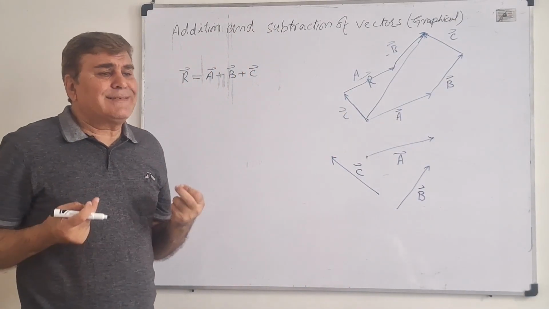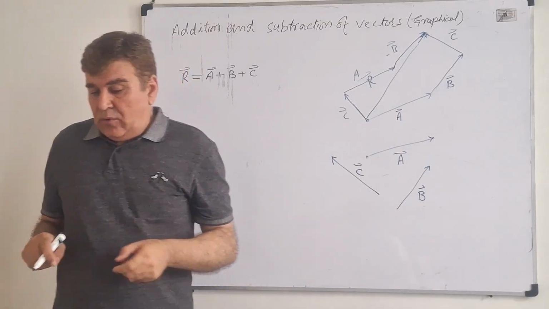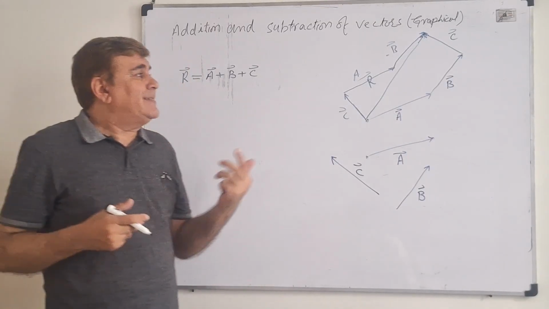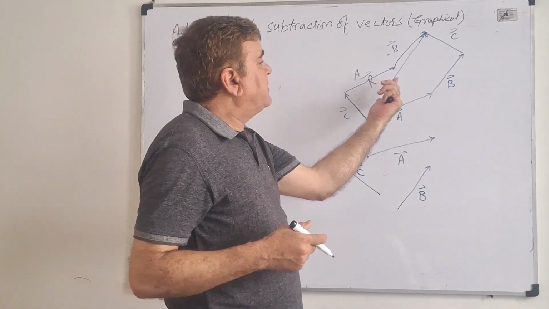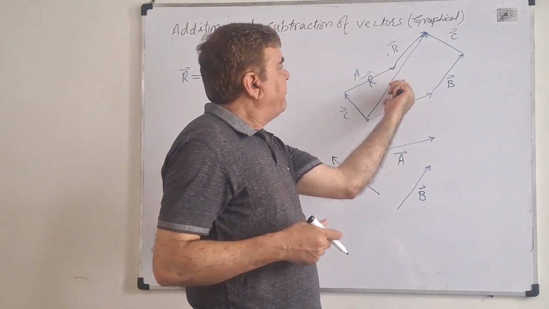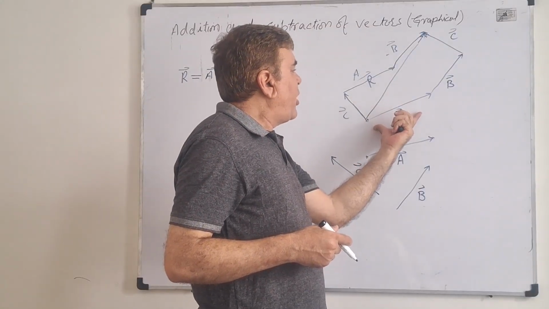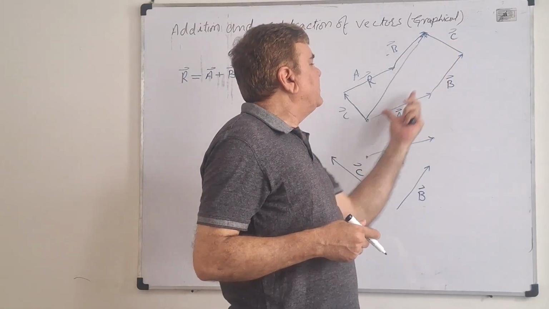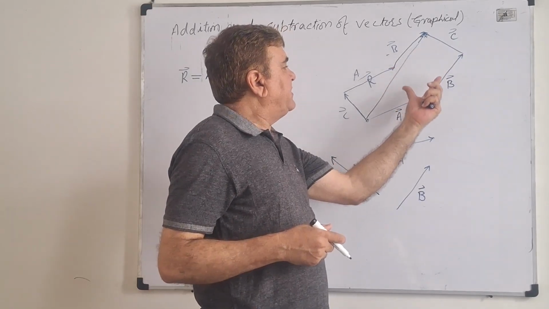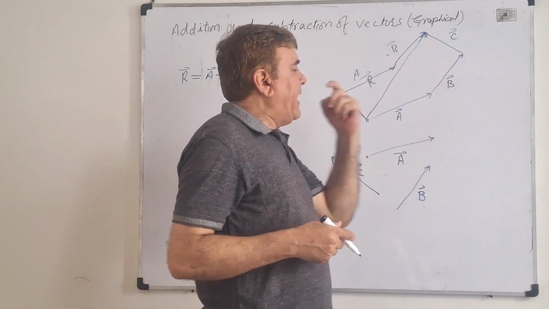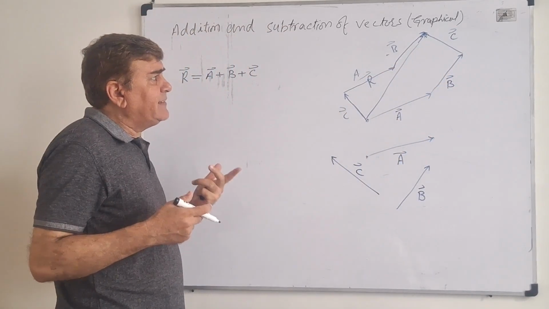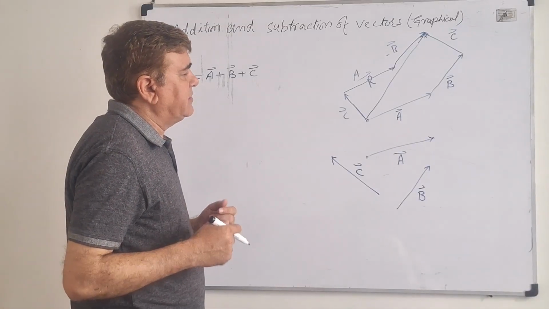Okay, now we want to know what the resultant vector is. The resultant of several vectors is in fact a vector that produces the same effect as the joint effect of the vectors that have been added. So that's why we call it the resultant vector.